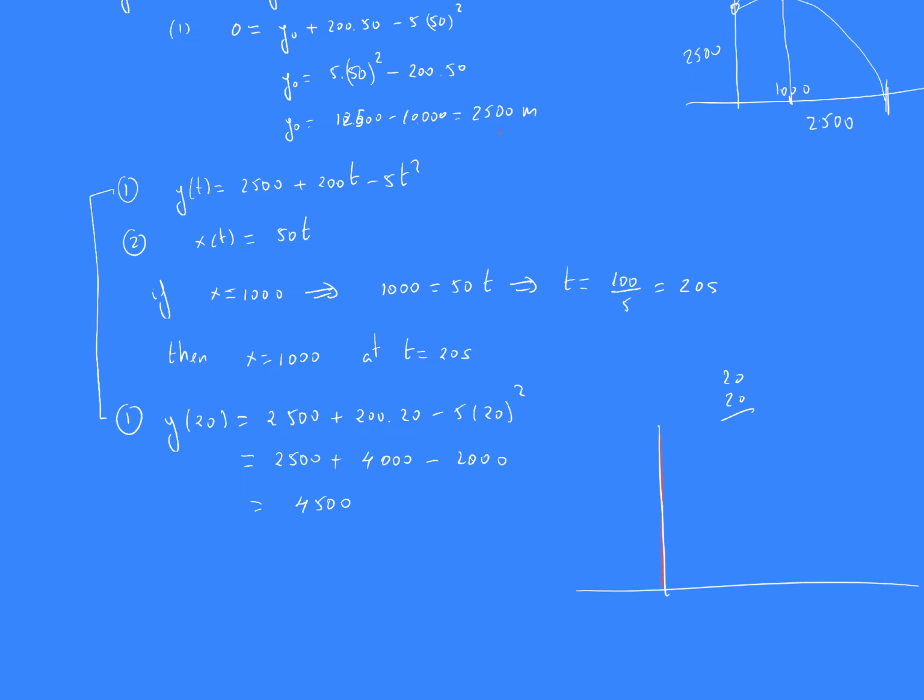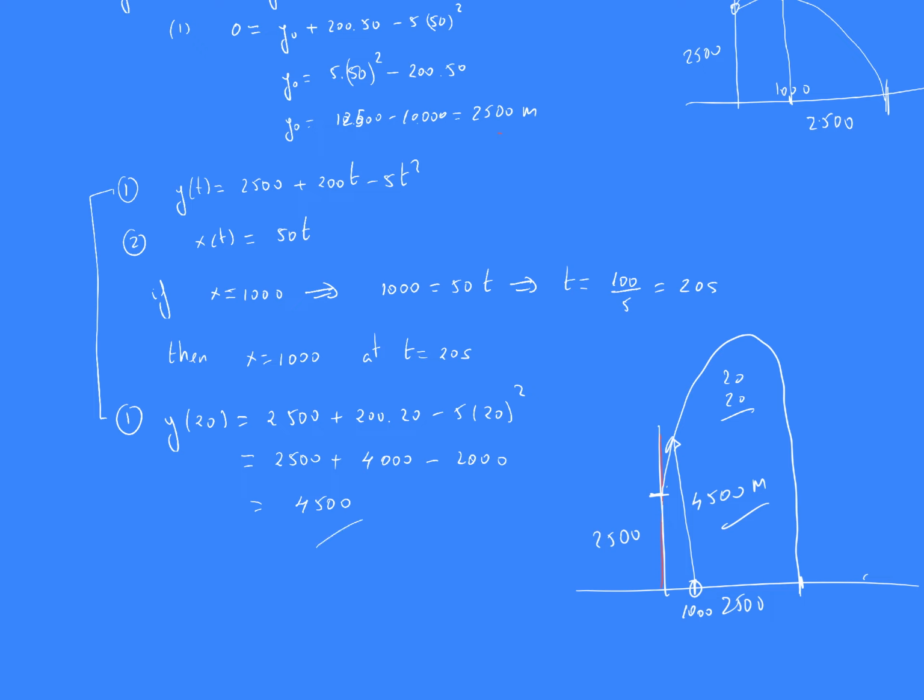He's launched from 2,500 meters. He arrived to 2,500 meters. So the graph is doing like this. And when you are at 1,000 meters, the height should be bigger than 2,500. You see that you are very next to this height, it says that it is 4,500 meters. Okay, when x equals 1,000 meters, the y is 4,500 meters.